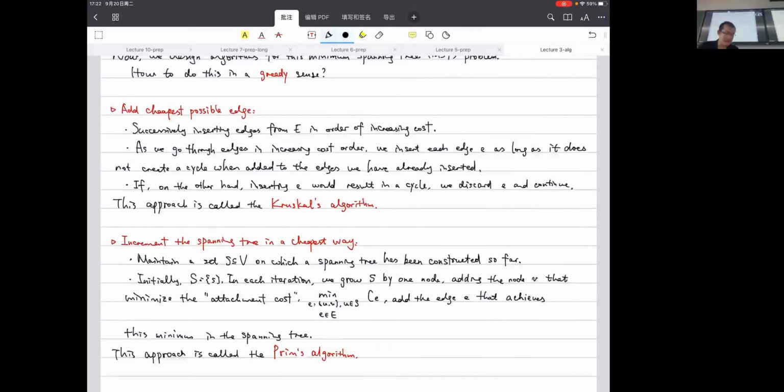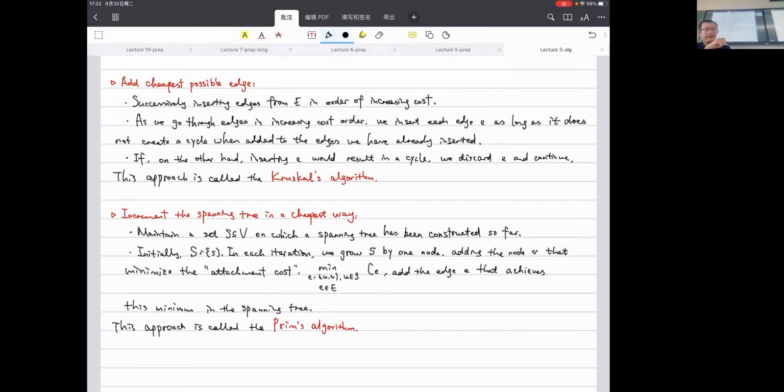So let's take a look at both Kruskal's algorithm and Prim's algorithm. You can see from the spirit level that both algorithms are greedy, but they're doing greedy on different things. Kruskal's algorithm each time keeps adding the cheapest possible edge. When you run Kruskal's algorithm, you do not necessarily have a spanning tree at the very beginning. But Kruskal's algorithm makes sure that each time it adds the cheapest possible edge, as long as it does not incur a cycle.